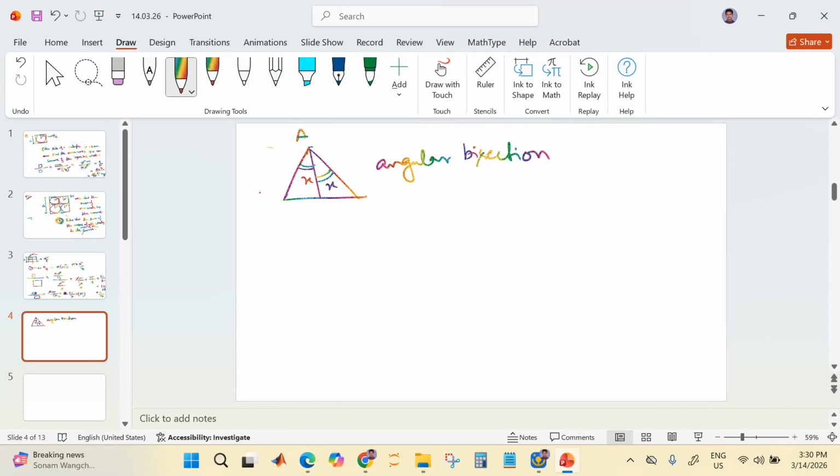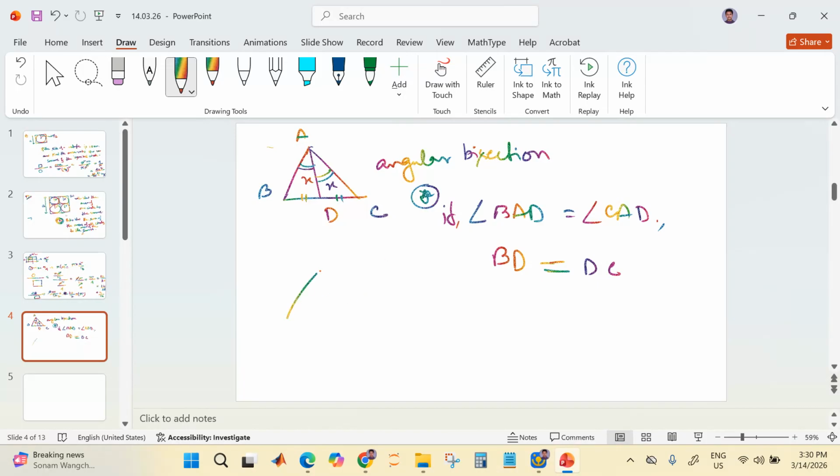Then you have to know equal angle opposite sides are equal. That is, if angle BAD equals angle CAD, then BD equals DC. Okay, so this formula or this concept you have to remember.